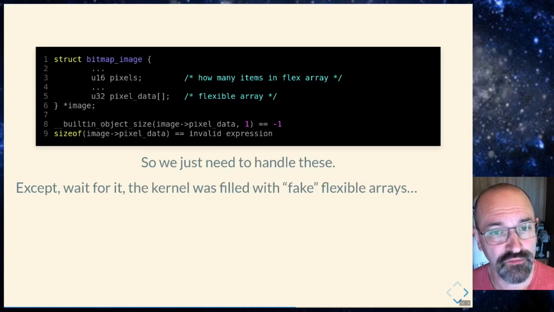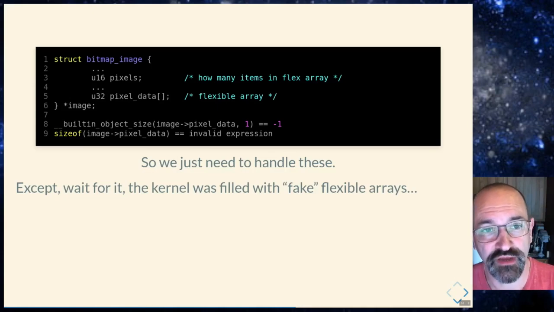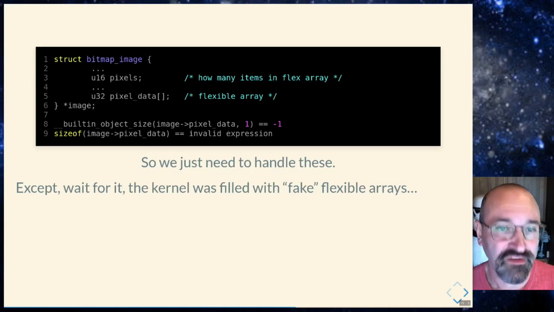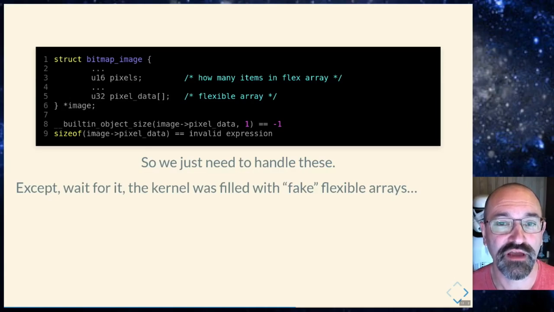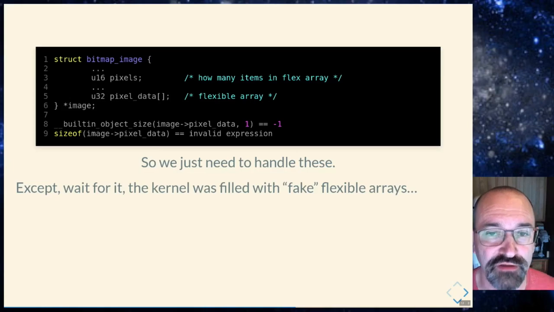The way that the internals work in the compiler is if you use built-in object size mode 1 on pixel data, like I showed, you'll get -1. And if you try to do a sizeof against it, the build will actually fail. Like sizeof will refuse to do anything with this and will actually fail to compile, which is kind of frustrating while trying to deal with this. But let's move on with some other examples.